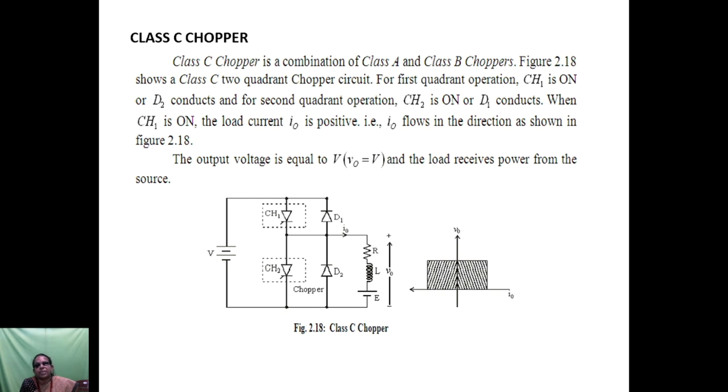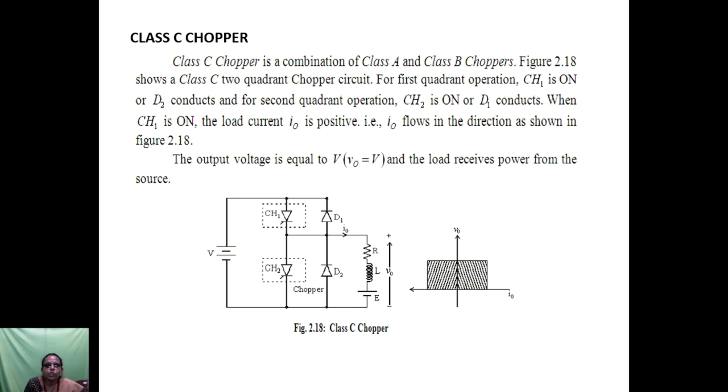When CH1 is on, load current I0 is positive. I0 flows in the direction shown in the figure. The output voltage is equal to V and the load receives power from the source. Here, when CH1 is on, D2 will be conducting, so the output voltage will be V0. This will be in the first quadrant.